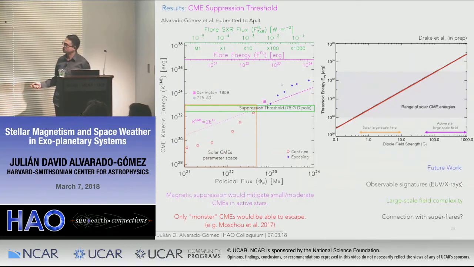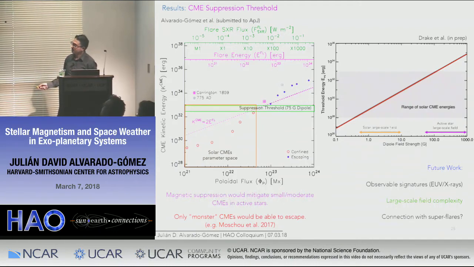We will actually try to observe signatures of this mechanism and explore what happens with the complexity of the large-scale field, because we only included a dipole because it's probably the most efficient configuration for confining the field. But we know from observations that the large-scale fields are much more complicated than just dipoles. So we can actually do that very easily in the code. This is something that Jeremy cannot do that easily in an analytical calculation.